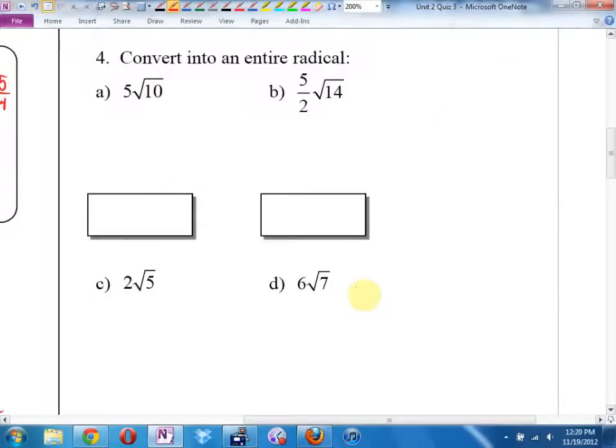Convert into an entire radical, going backwards. So what I'm really saying is, the root 10 I'm going to leave. That root 5 must have come from a root 25. How did I get the 25? I went 5 squared because it's square root. This must have been root 250.